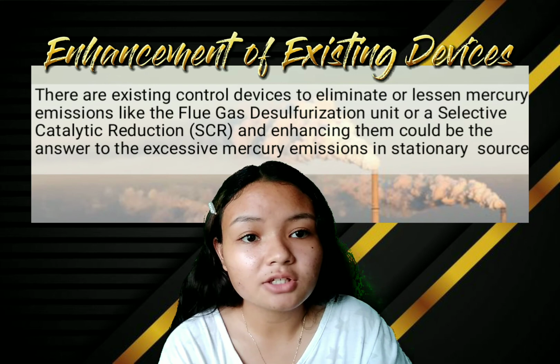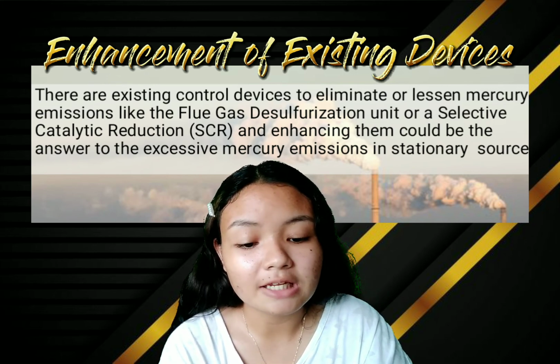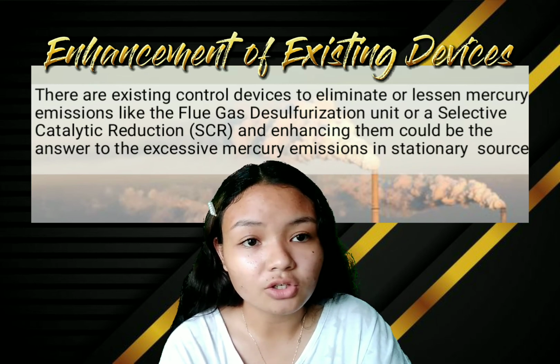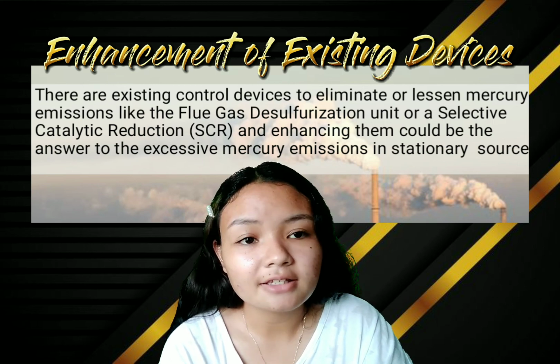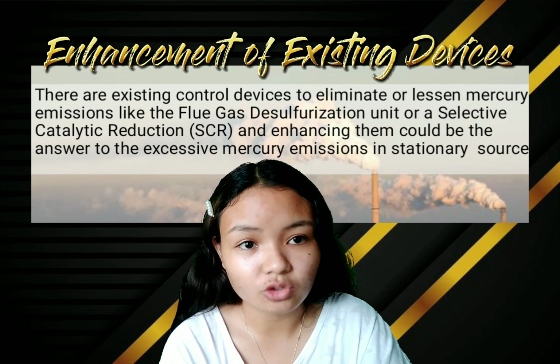Second is the enhancement of existing control devices. There are existing control devices to eliminate or lessen mercury emissions, like the flue gas desulfurization unit or a selective catalytic reduction, or SCR, and enhancing them could be the answer to the excessive mercury emissions in stationary sources.